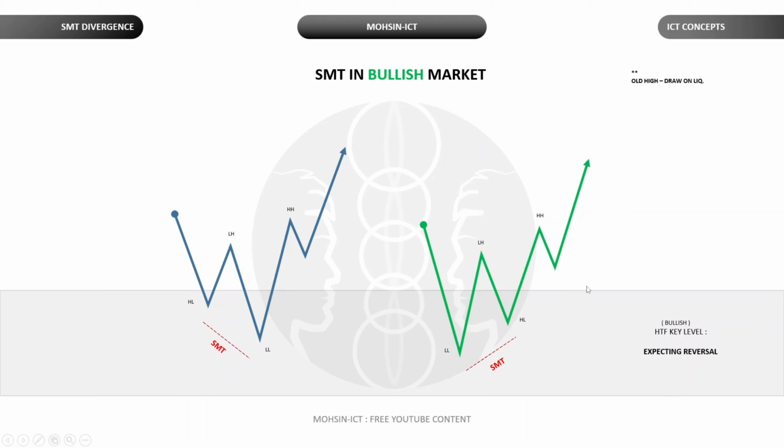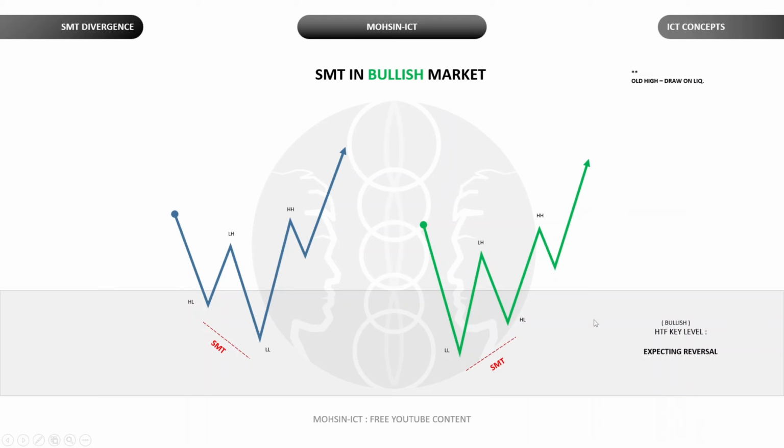and then another asset fails to do so, creating a higher low. So that's the divergence that we call SMT. After this SMT, we go to lower time frames if this is the higher time frame, or we take our entry right from this key level toward the strong liquidity.